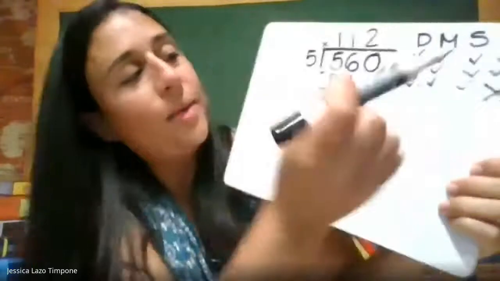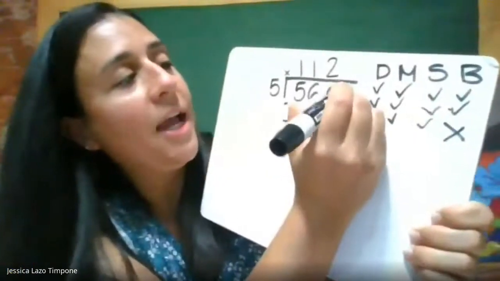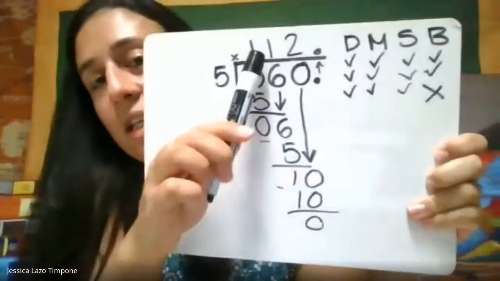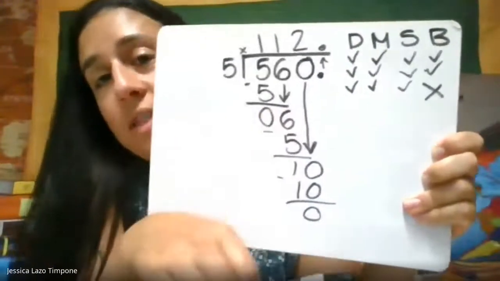And I can bring up my decimal to the end because that's where it goes. But this is still a whole number. 112 is my answer.